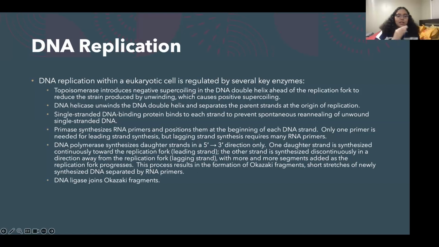DNA polymerase is what actually makes the daughter strands in a 5' to 3' direction. So again, the leading strand just goes as one strand, but the lagging strand is discontinuous. So it's just different pieces and a lot of different primers. And then, yeah, DNA ligase joins those different fragments together.